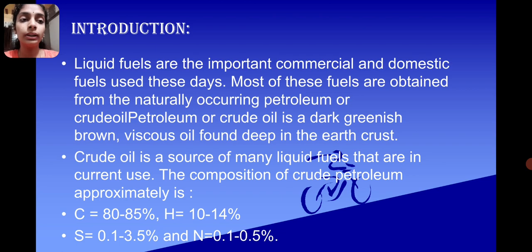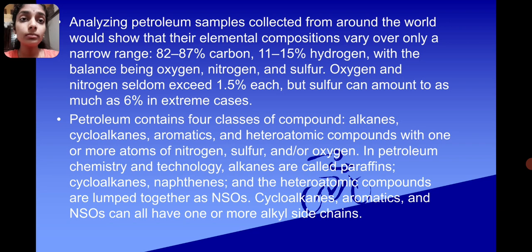The composition of crude petroleum is approximately C equal to 80 to 85%, H equal to 10 to 14%, S equal to 0.1 to 3.5%, N equal to 0.1 to 0.5%. Analyzing petroleum samples collected from around the world would show that their elemental compositions vary over only a narrow range: 80 to 87% carbon, 11 to 15% hydrogen, and the balance being oxygen, nitrogen, and sulfur. Oxygen and nitrogen seldom exceed 1.5% each, but sulfur can amount to as much as 6% in extreme cases.